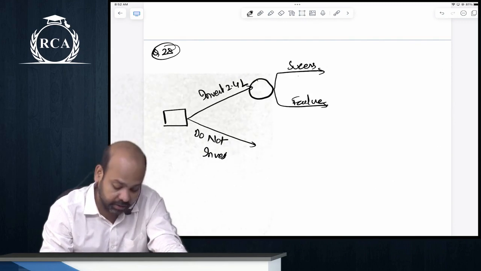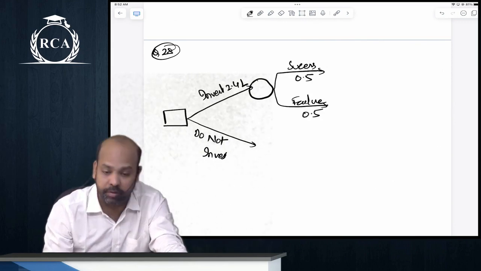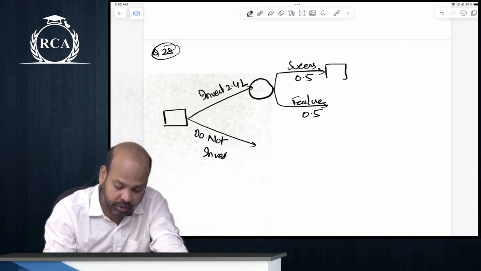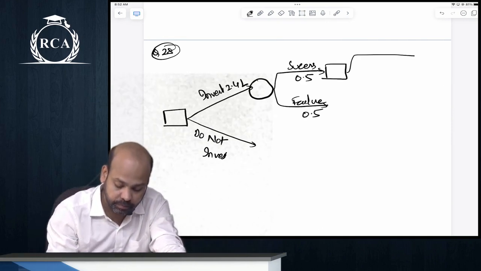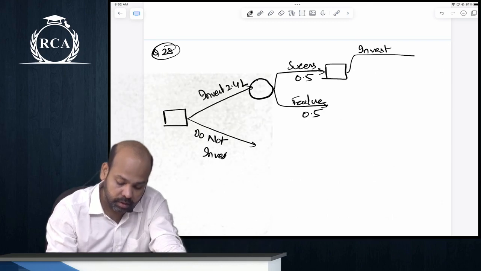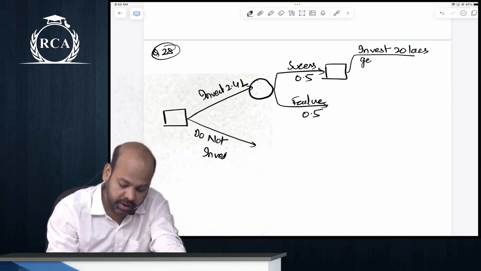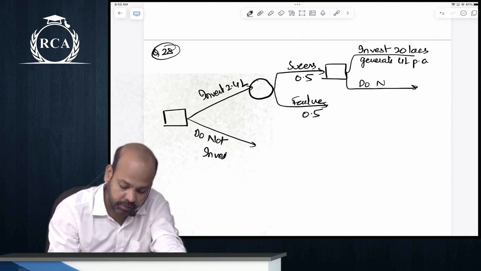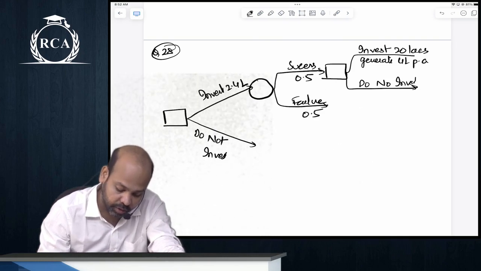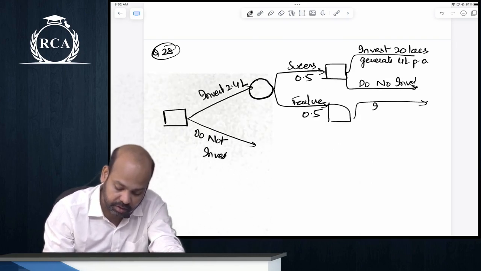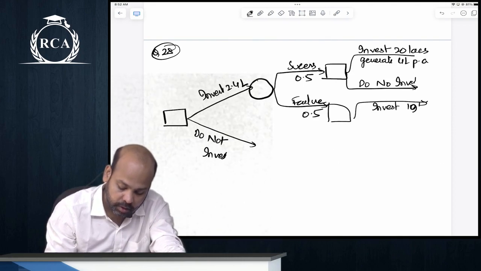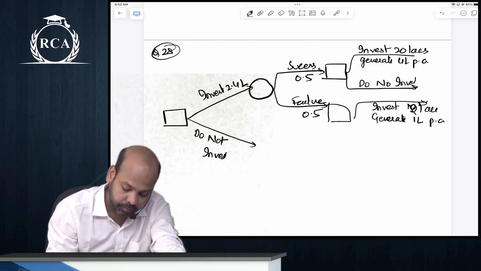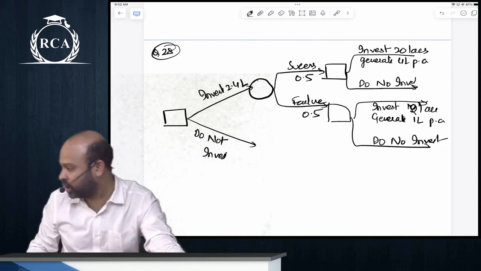What's the probability of success? Probability of failure 0.5. If it is a success, you have a decision to be taken. What is that decision? Invest 20 lakhs. Generate how much beta? 4 lakhs per annum. Or do not invest. That is a decision that you will have to take. In case the project is a failure, you have a decision. Invest 12 lakhs and generate 1 lakh per annum. Or do not invest. This will be your decision tree guys.